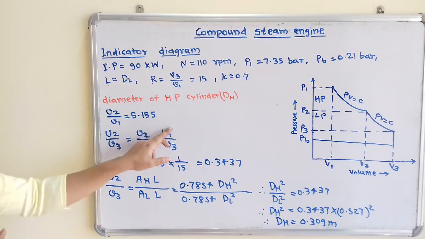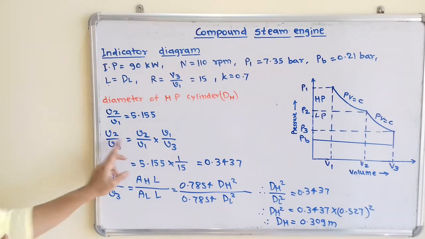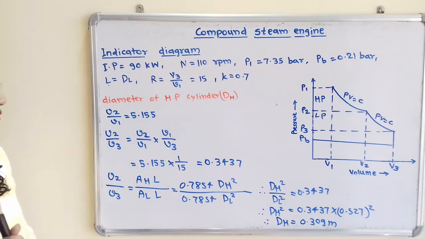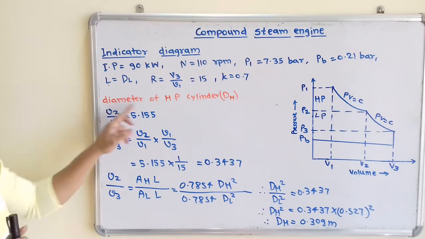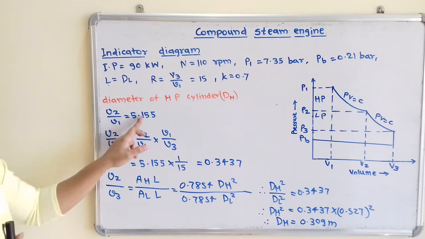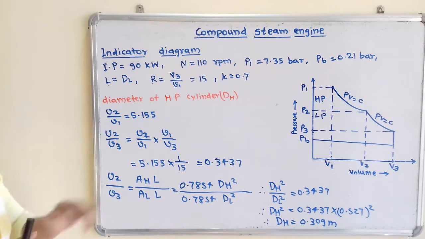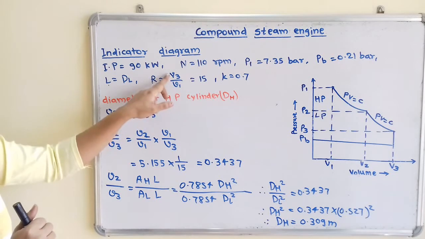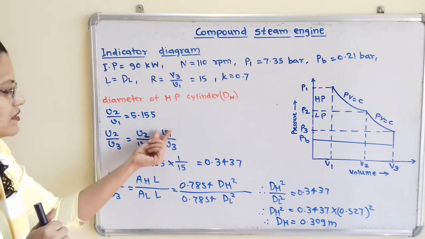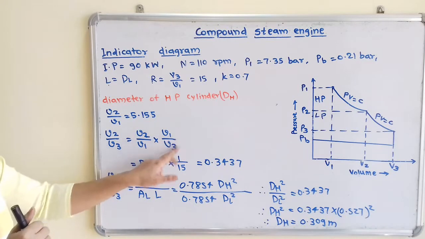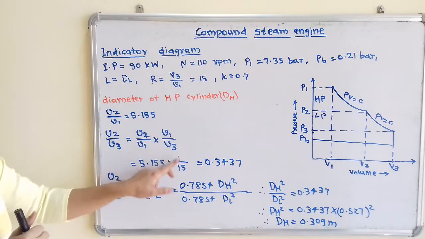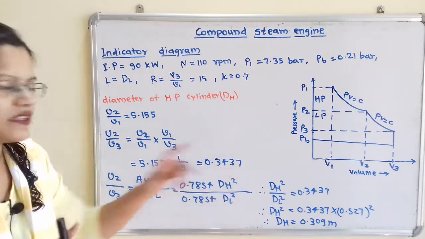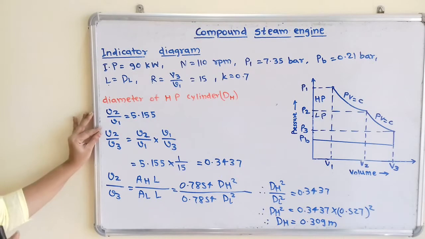So here this V1 is getting cancelled, so the left hand side and right hand side remain same. Now V2 by V1, we have already calculated the value, that is 5.155. So we will put this value. Then V1 by V3. Now if we observe the given data, we have here V3 by V1. So if I take this V1 in the denominator, then the value is 15, that is 1 by 15. So when we calculate this, we will get the answer 0.3437.